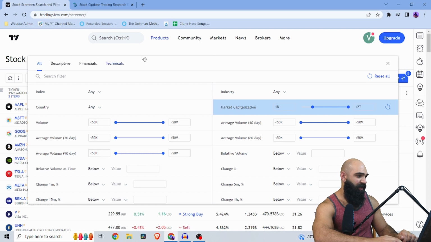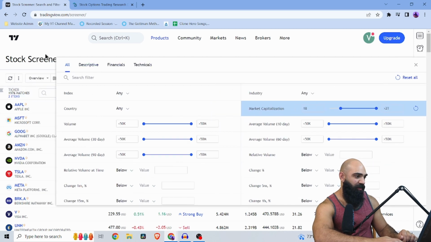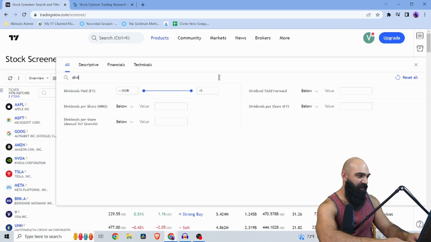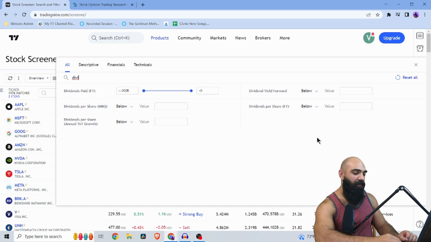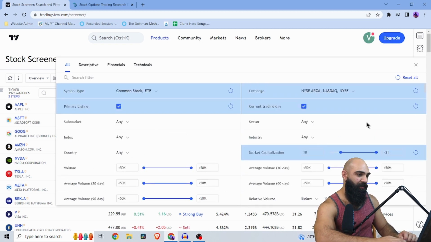And then you can see on the tickers, those are going to change on the left screen. So if you like looking for dividends, you can search dividends up here. You can check if the dividends are growing, the dividend yield, dividends per share. So if you like wheeling or trading stocks with dividends, make sure that's important to you. That's not too important to me.